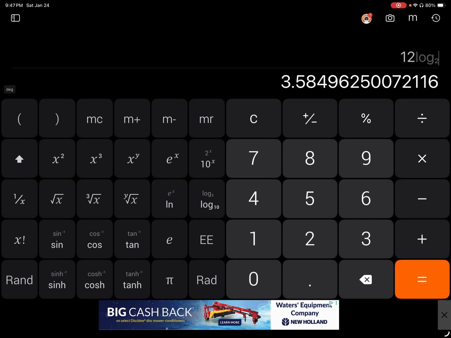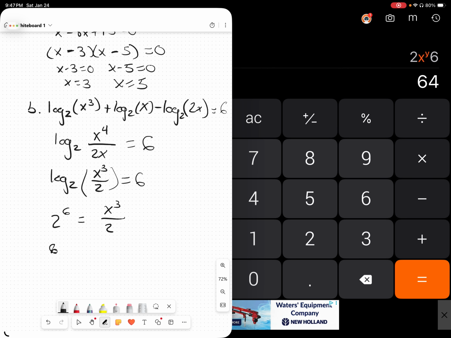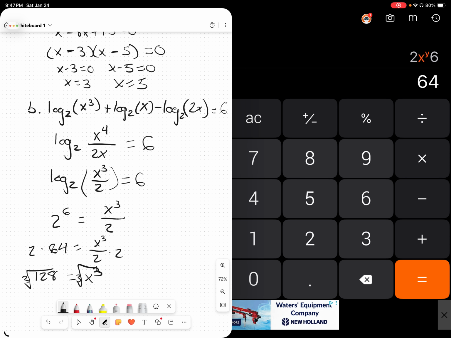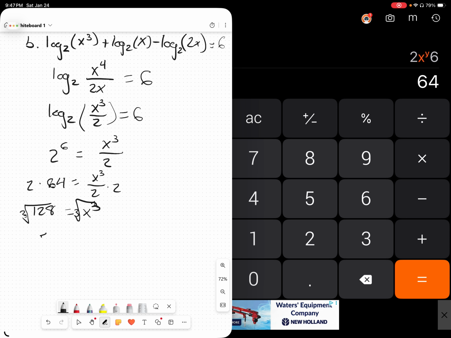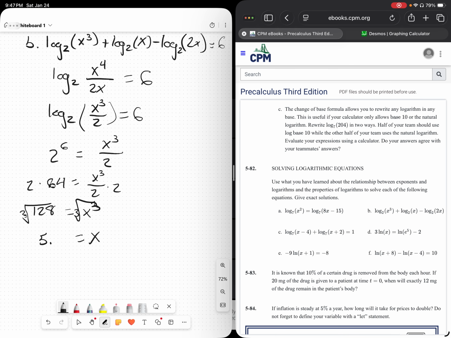Okay, sorry. So if you had 2 raised to the 6th power, that's 64. So this is 64, multiply by 2, 128. And then we would finally cube root that, which you're going to get like 5 point something. So there's B.